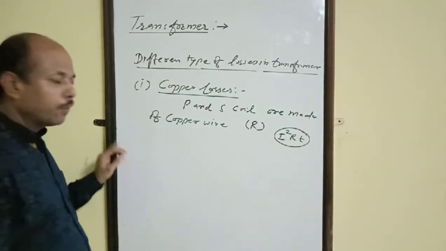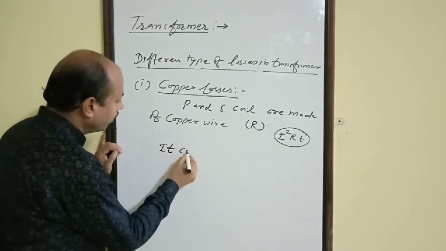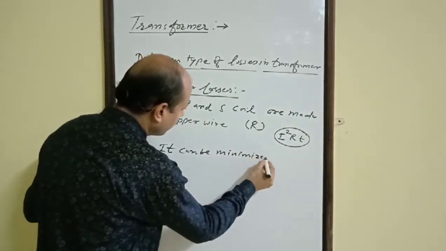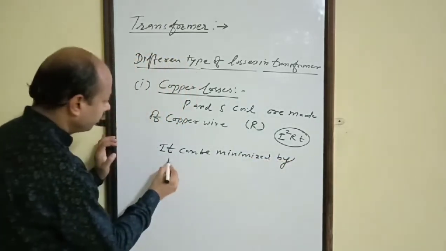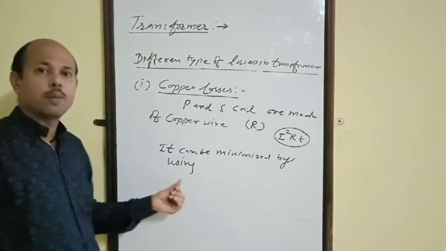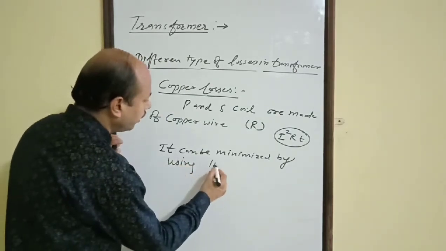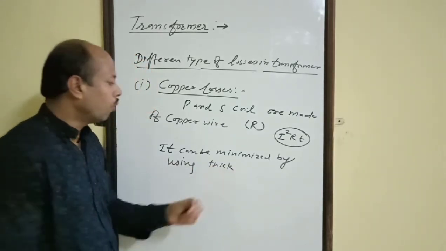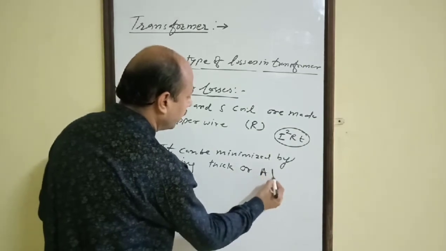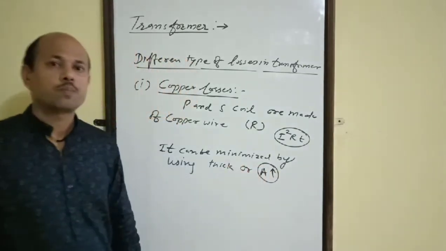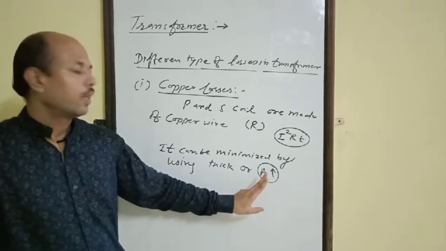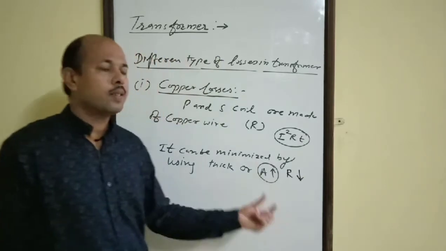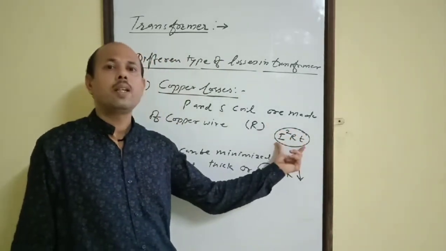And how can it be minimized? It can be minimized by using thick copper wires. We can use thick copper wire, or we can say we have to increase the area of copper wire. If we increase the area, then resistance of copper wire will decrease and therefore heat loss can be minimized.